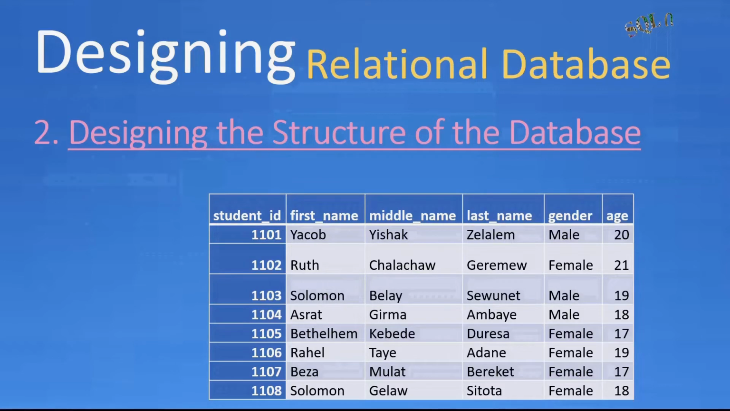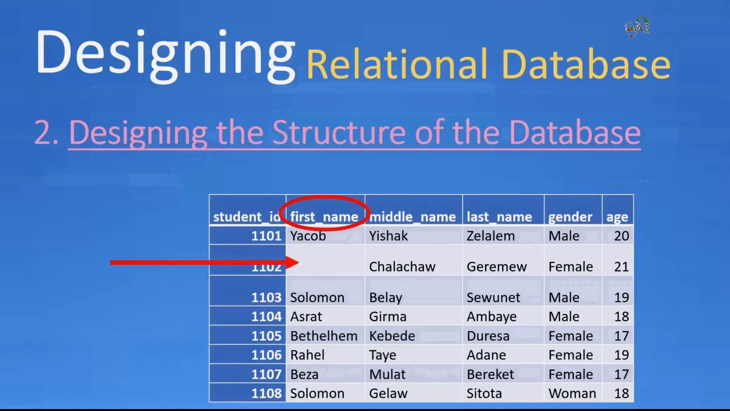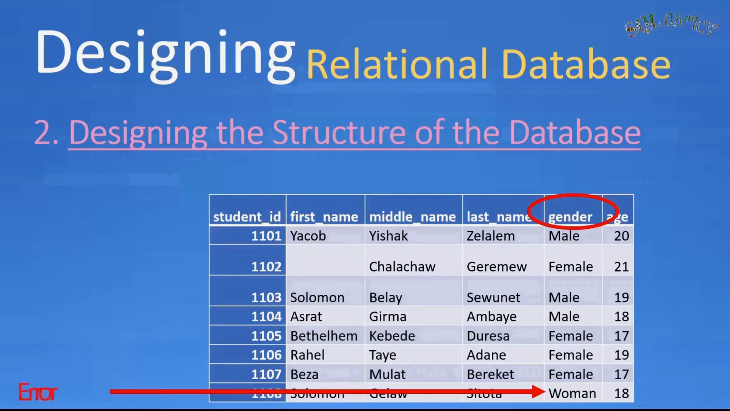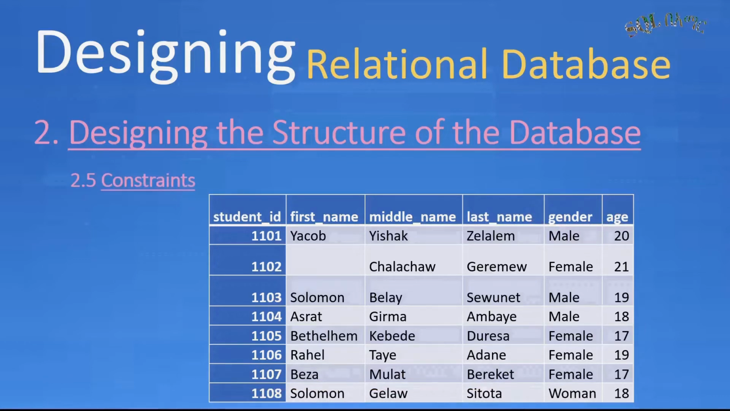Next, to control the validity and neatness of data, we will set some rules on the columns. For example, we can set a rule that forbids leaving the first name column blank. A rule that enforces female or male for gender column, and so on while inserting or updating data. Such rules on columns are called constraints. We will see in depth about constraints in another video, but for now, constraints are rules that demand certain criteria to be fulfilled in a column.